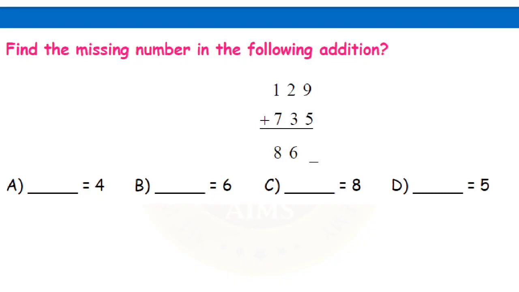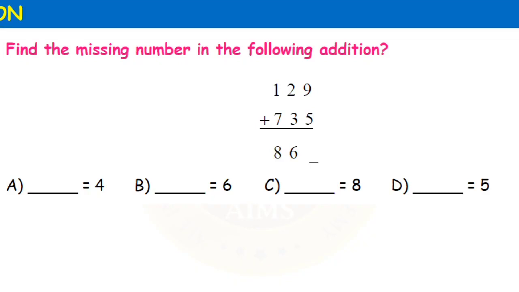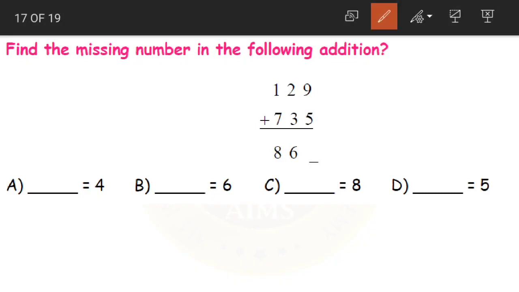Next question. Find the missing number in the following addition. Now see, this is a very simple question. 129 plus 735 is equal to 8, 6 dash. Option A 4, option B 6, option C 8, option D 5. Now what is 9 plus 5 equal to, children? 9 plus 5 is equal to 14, so 4 will be written here and 1 gets carried.